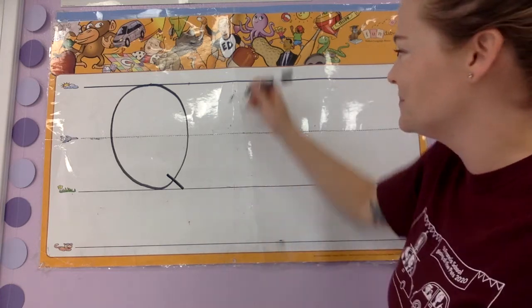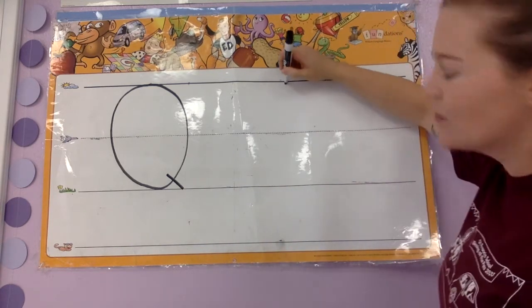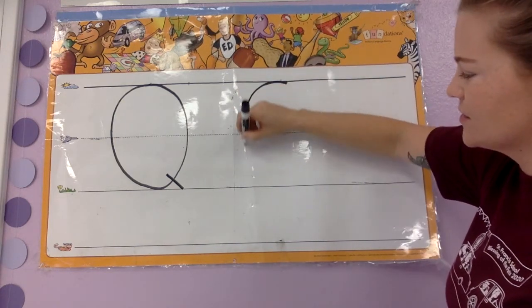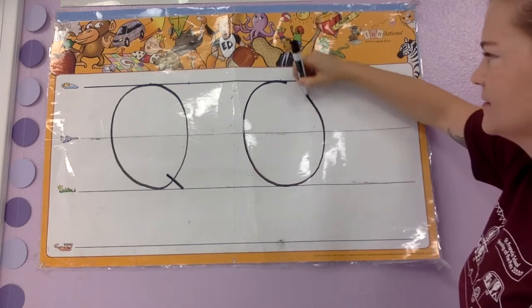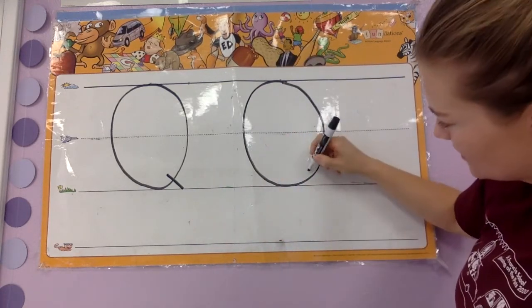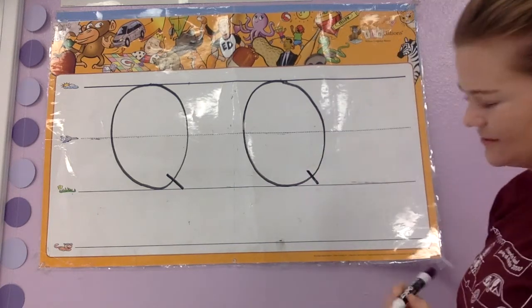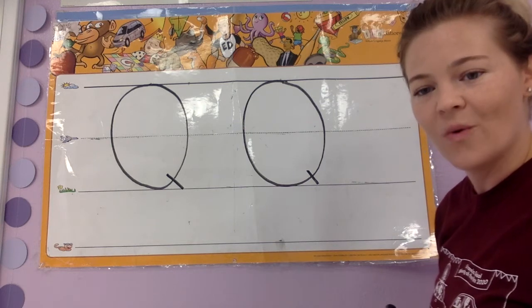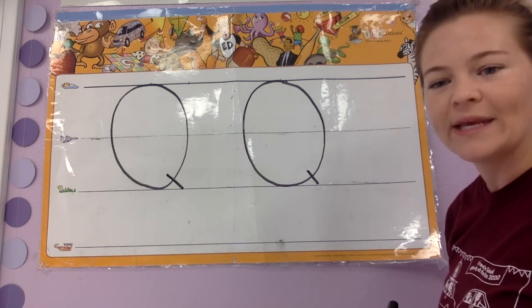Let's try it again. Put that marker or pencil at the top on the skyline, and you're going to do a circle down to the grass line. Then we need to give it our little tail, a little straight line right there. And that's our uppercase Q, makes a qua, qua sound like queen.